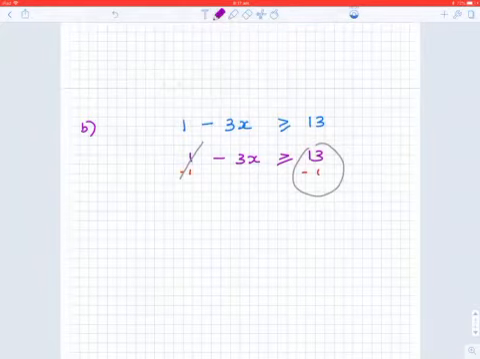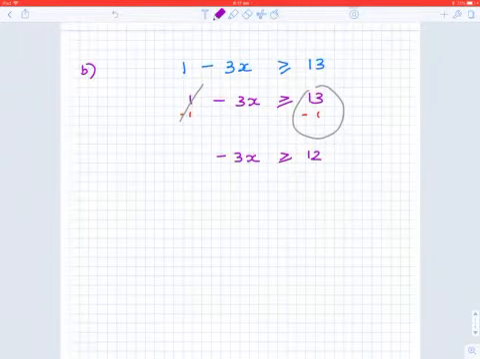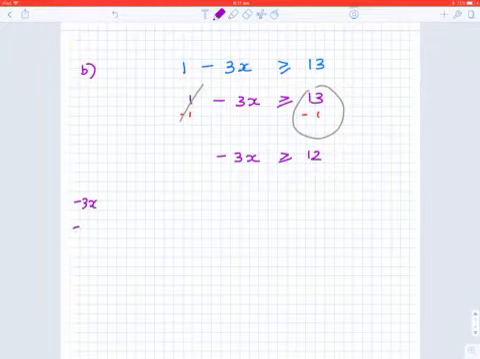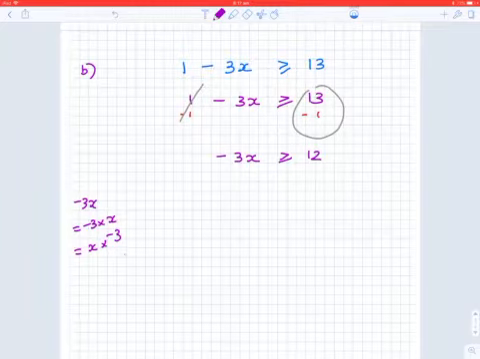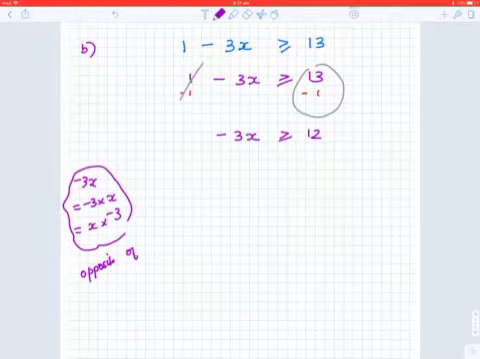So now, again, the usual stuff. One side is a slash, the other side is a circle. Leaving with your question now, we have minus 3x more than or equal to 12. Okay, now this is the thing. Minus 3x means minus 3 times x, or x times minus 3.